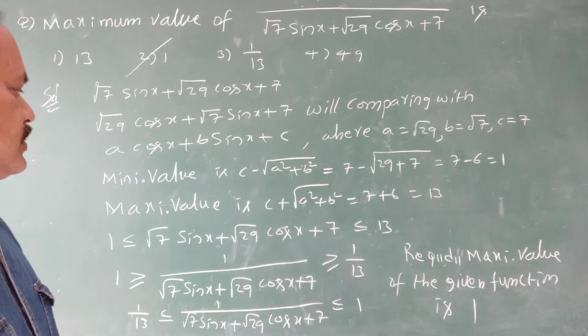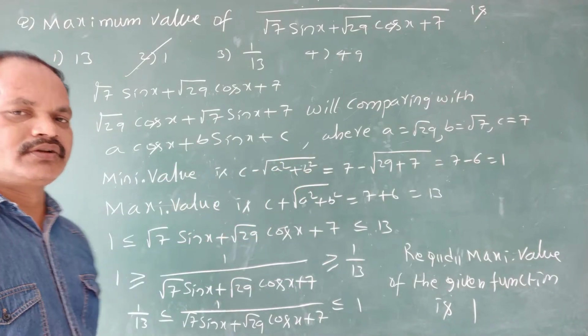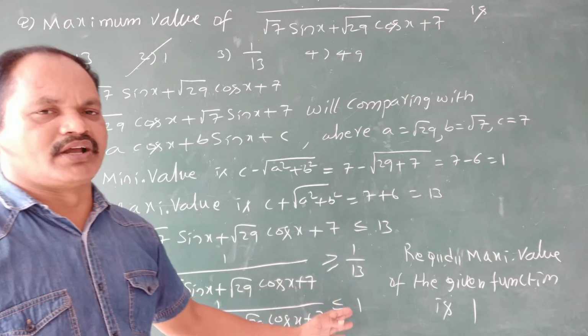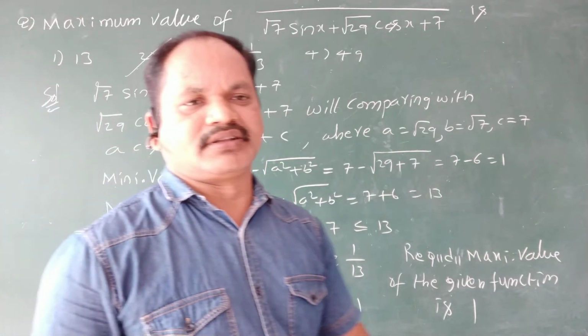That's all. For this expression, the minimum value is 1 and the maximum value is 13. For the reciprocal expression, the minimum value is 1 by 13 and the maximum value is 1. Now the required value is 1. 1 is the right answer. That's all.